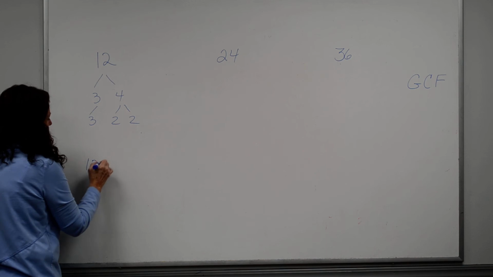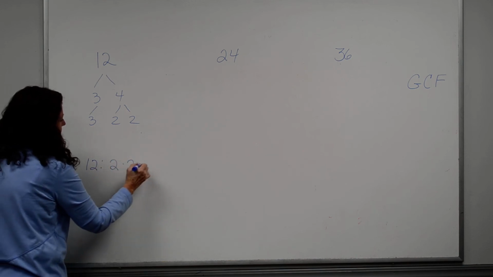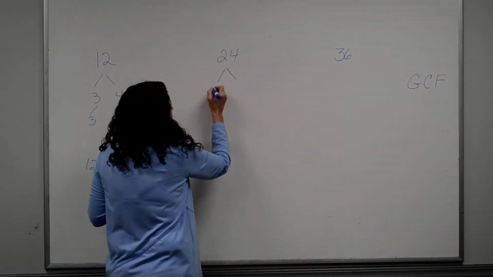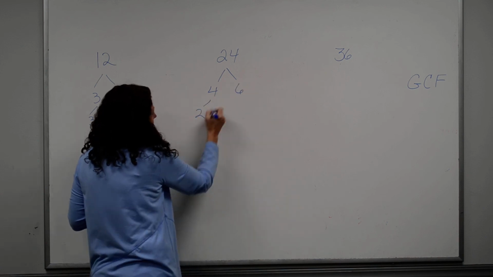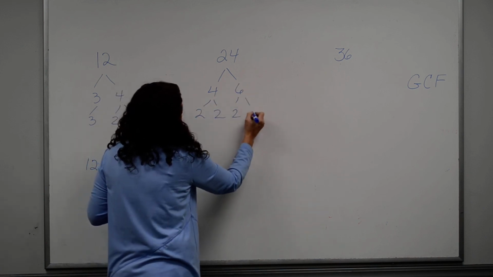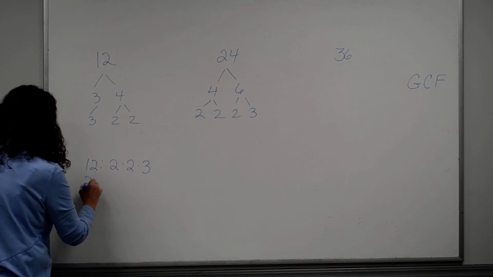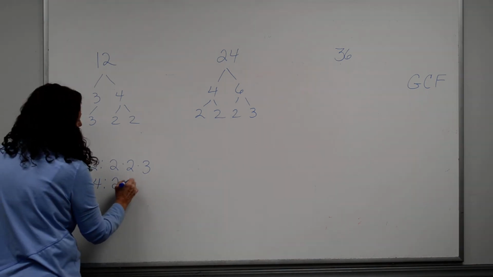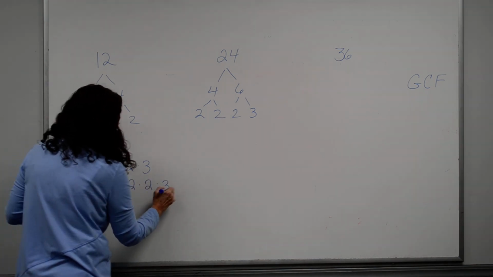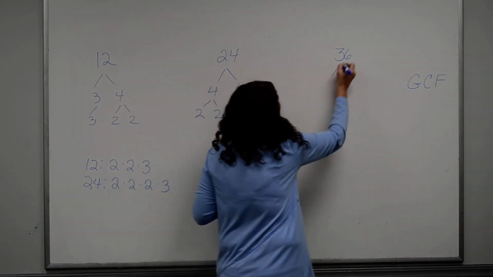So the prime factorization of 12 is 2 times 2 times 3. I'm doing the factor tree for 24, so 24 is 2 times 2 times 2 times 3. 36, I have 6 times 6.